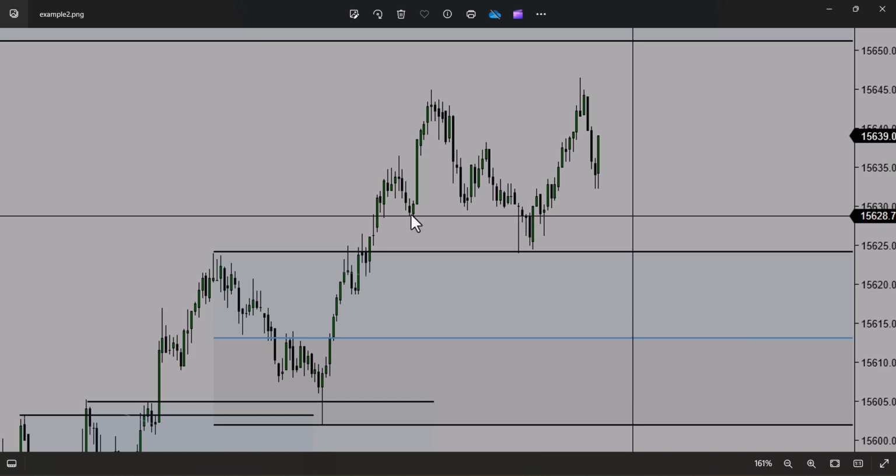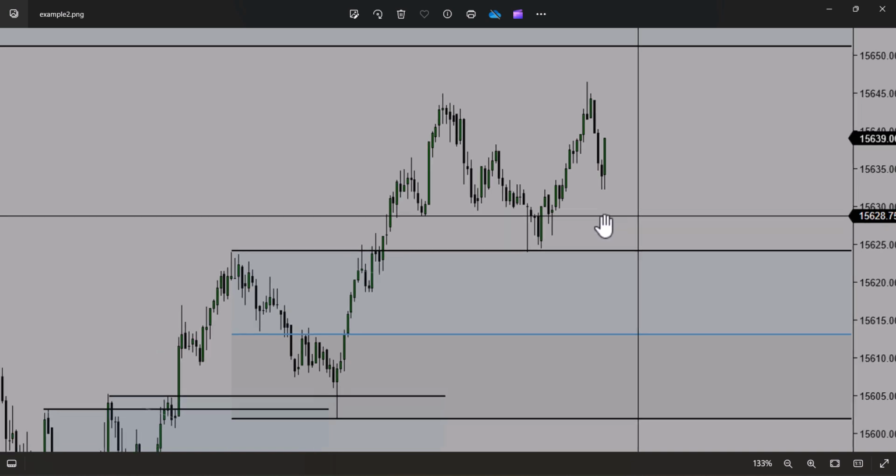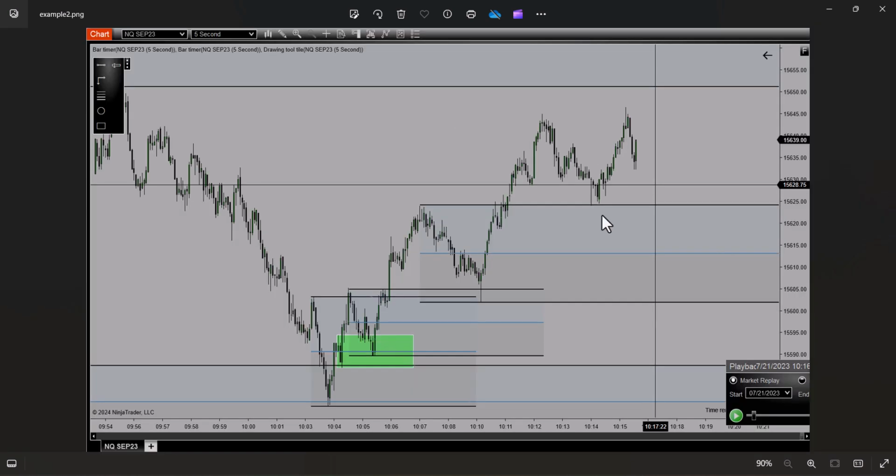Now, would you take this trade? Would you short this? No. This break of structure is only to mitigate a zone that has been left unmitigated. So what happens next is that price continue lower after mitigating this zone, right? Let's take a look at another example.